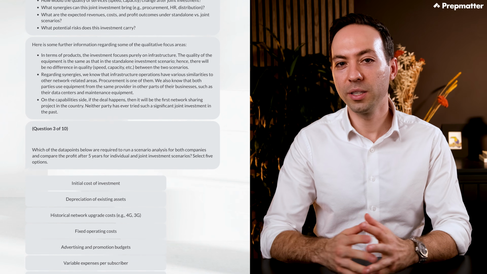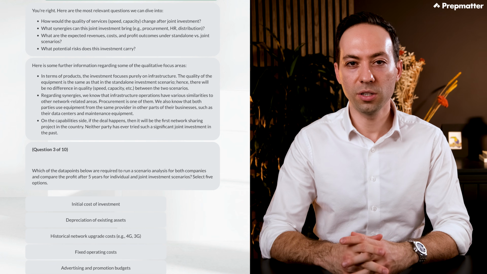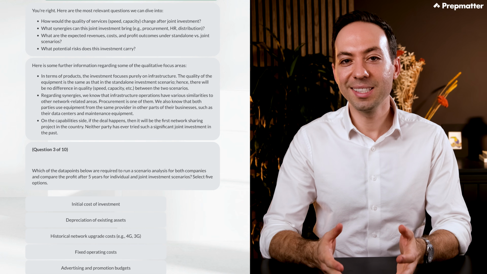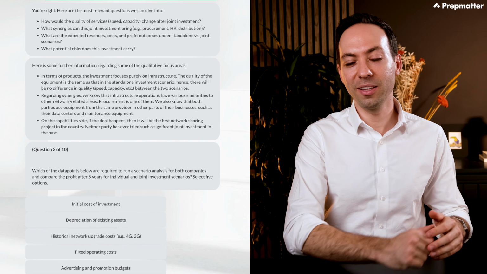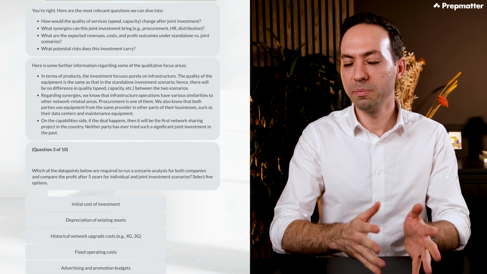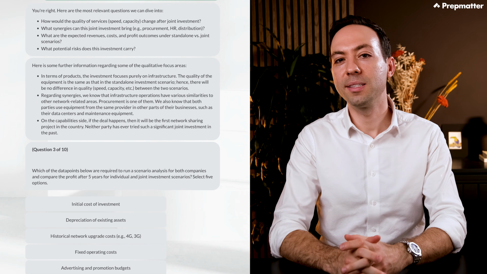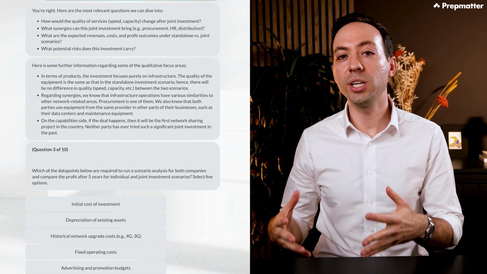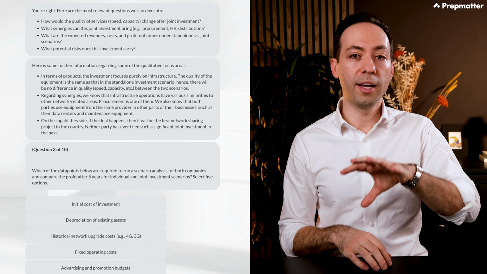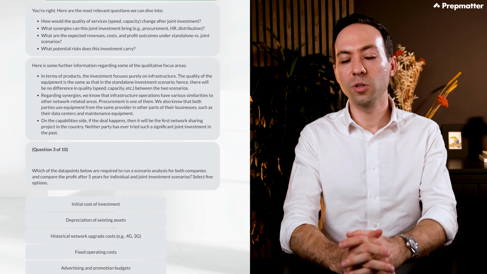Let's read the information we were given. In terms of products, the investment focuses purely on infrastructure. The quality of the equipment is the same as that in the standalone investment scenario. Hence, there will be no difference in quality, the likes of speed and capacity, between those two scenarios. Let me tell you what this means. Most likely, there won't be a change in the revenues between launching 5G standalone versus in a joint investment scenario. So we can just focus on the costs.